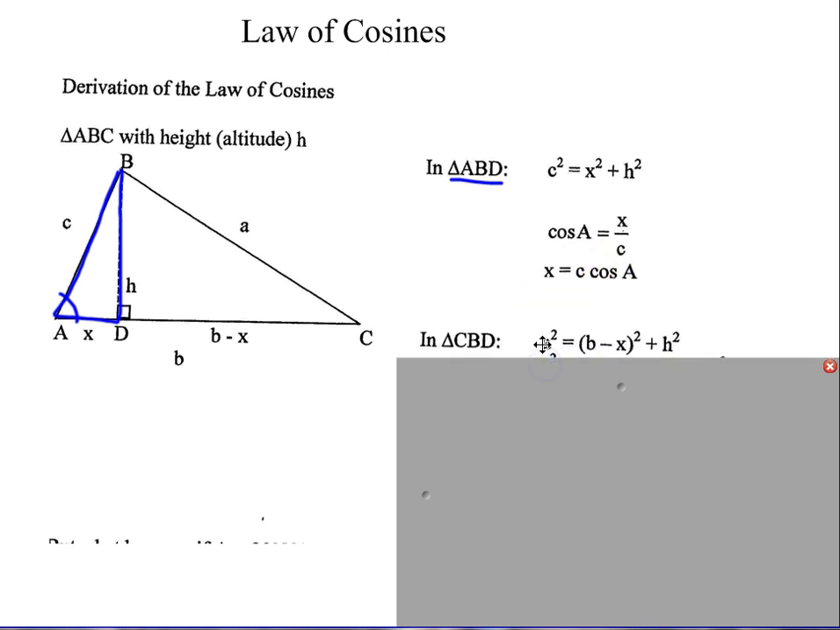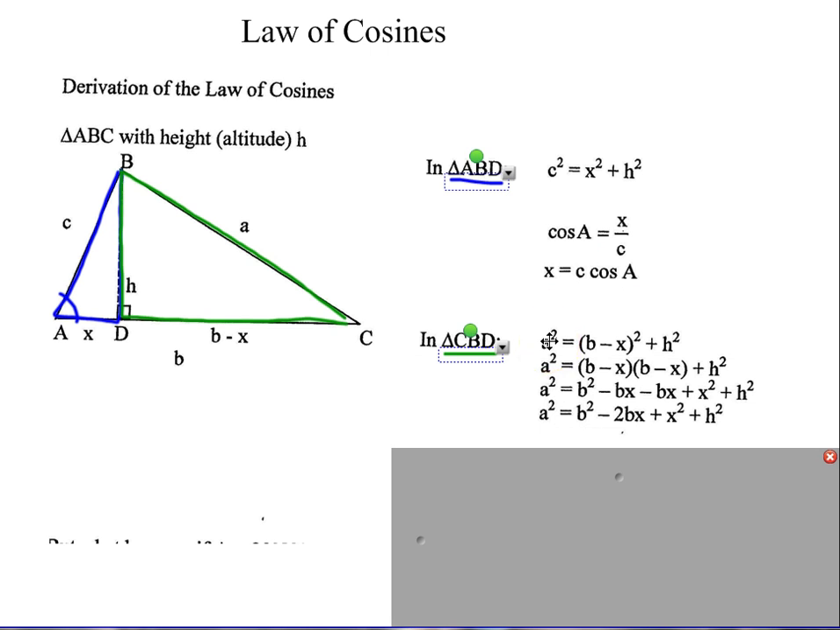Now, next, let's look at this triangle, triangle CBD. In this triangle, I'd like you to outline it with some other color. This side right here, we've split up the whole b side into an x part and a b minus x part, the part that's left. So when I use the Pythagorean theorem, I have to expand out the (b minus x) squared, and of course that becomes b squared minus 2bx plus x squared.